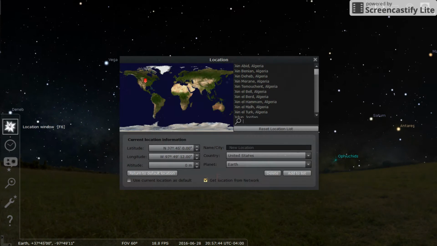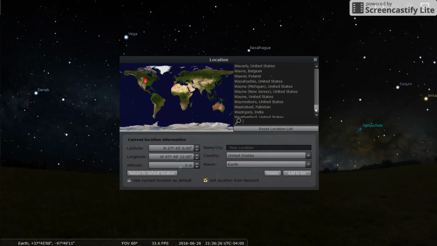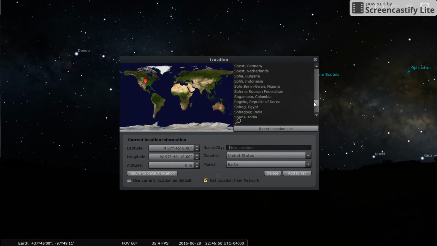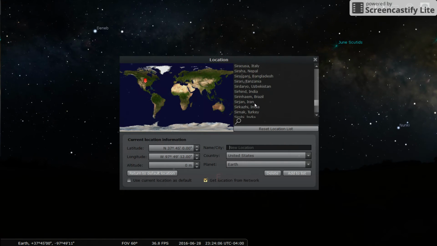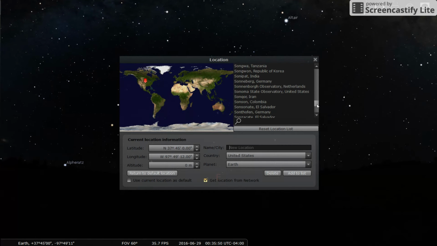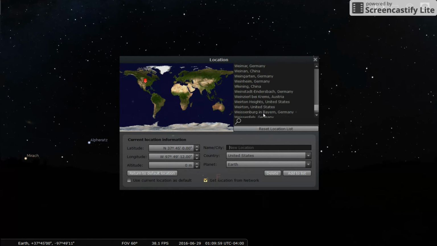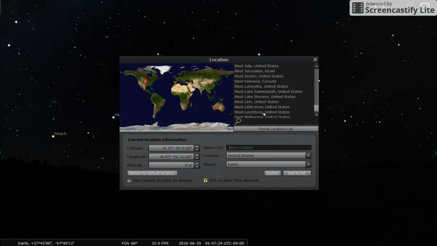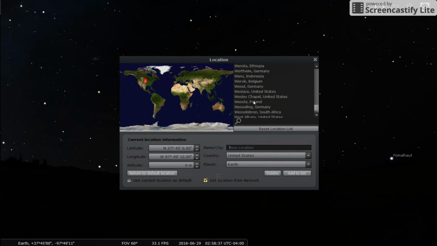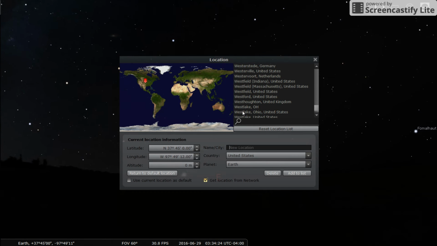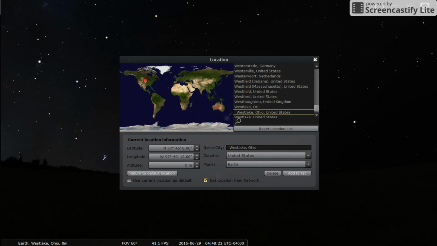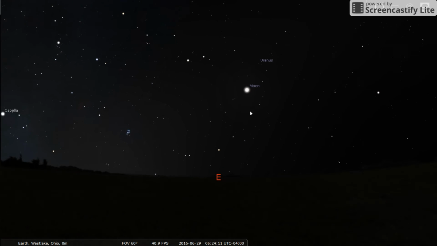Okay, let's make sure where we are in our location. Make sure we have Westlake, Ohio written on here. Yeah, a lot of options. Okay, so we are in Westlake.